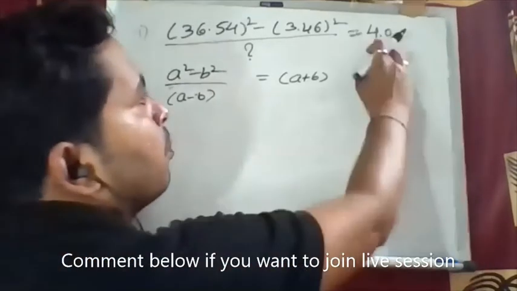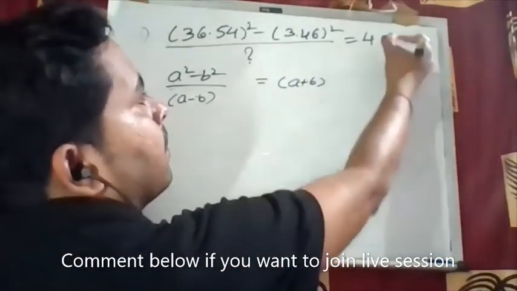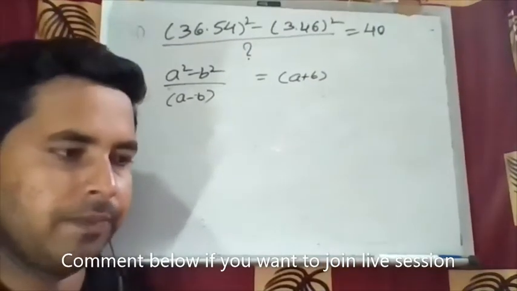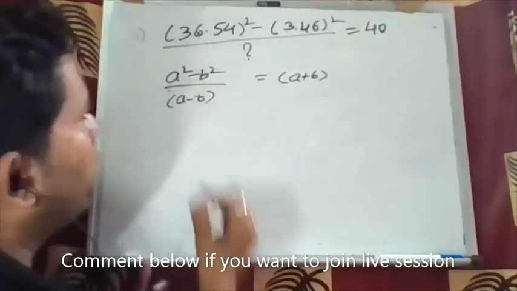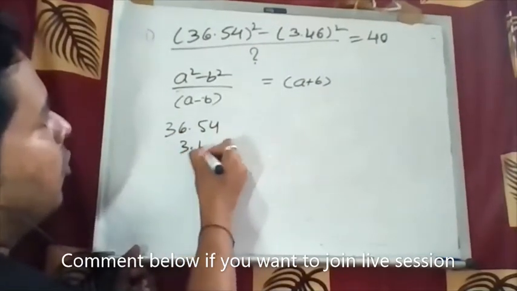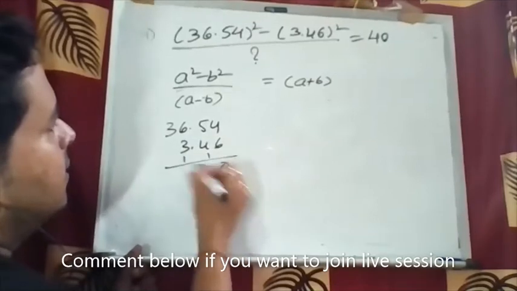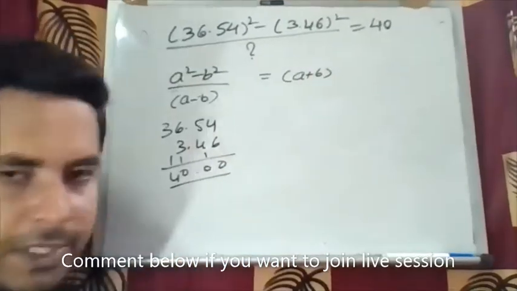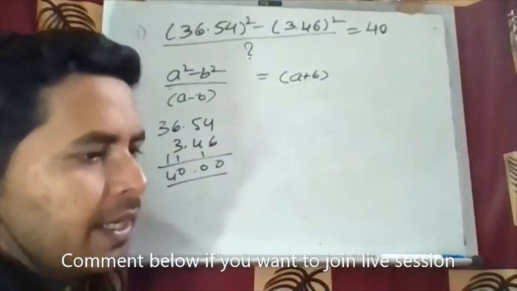Sorry, it is not 4 point, it's a 40. Now look, if I add these two, 36.54 and 3.46, this is a 10, this is a 10, this is a 10, so 4. So this is what now? A plus b. Okay, so that is a plus b.